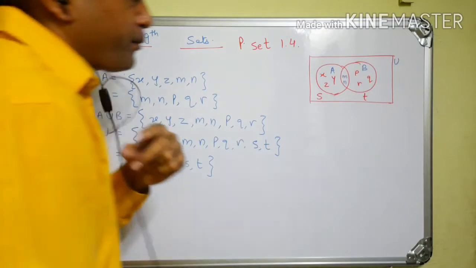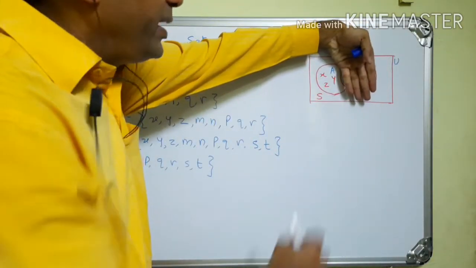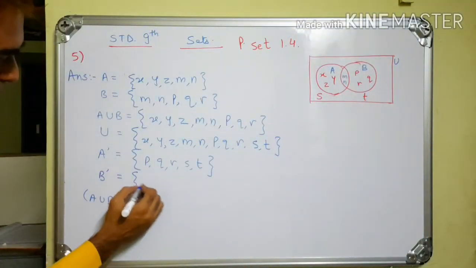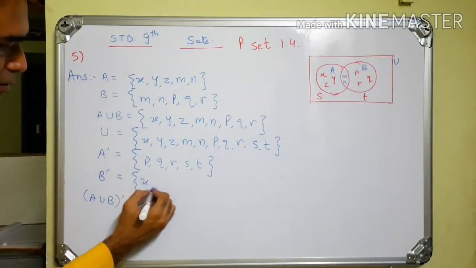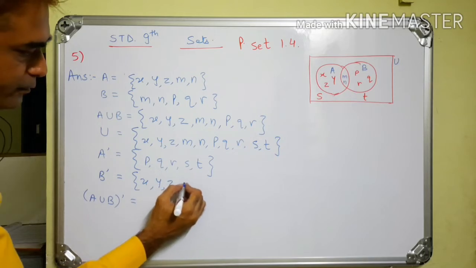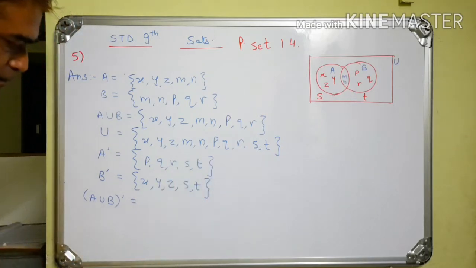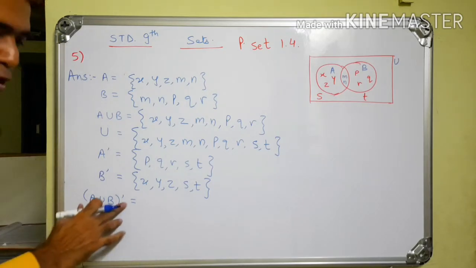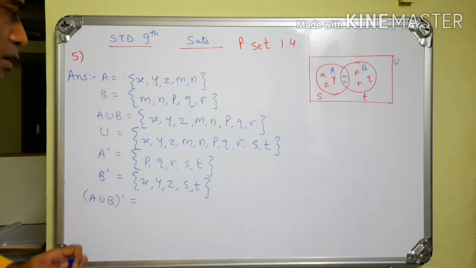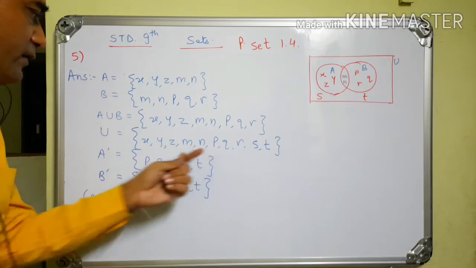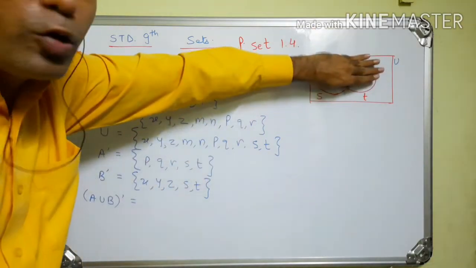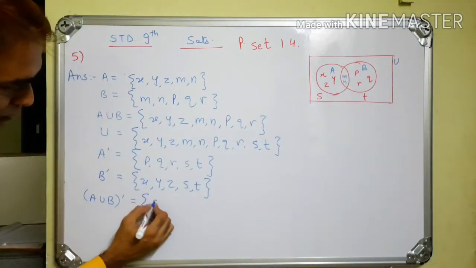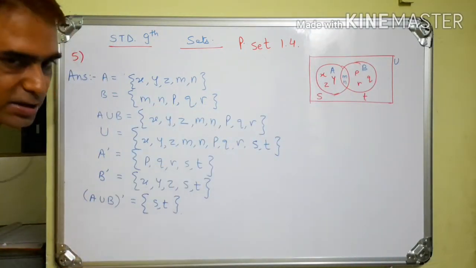Now B complement. B complement means all the elements leaving set B. So this will be X, Y, Z, S and T. Now the elements of the set (A union B) complement. So the elements of the universal set leaving set A union B. Leaving A union B, which elements remain? S and T. This is the answer.